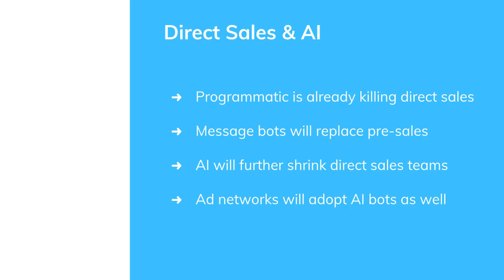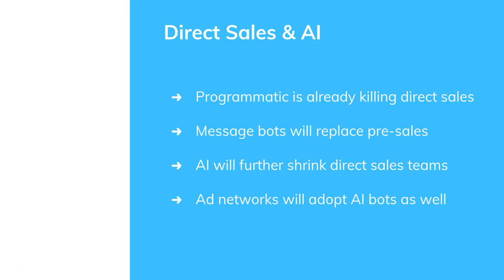And then we come to AI. So this is relevant to direct sales, and probably many of you have heard that programmatic is already killing direct sales. And this is going to become even more so with these AI message bots that will replace pre-sales. So say on your publisher site, an advertiser goes in and they message your site because they're interested in a direct buy. Then a message bot can answer any of their more basic questions, the frequently asked questions, and they can go through that pre-sales process.